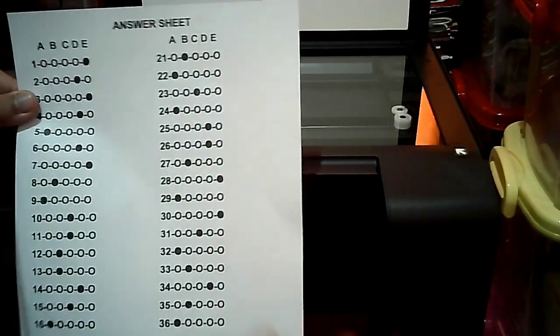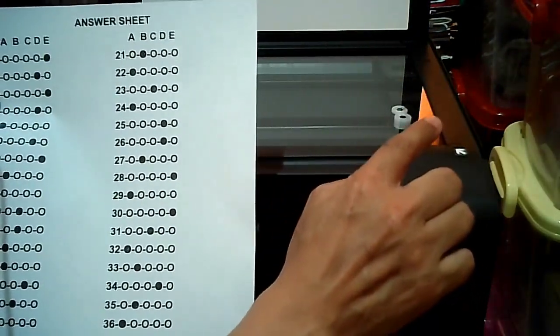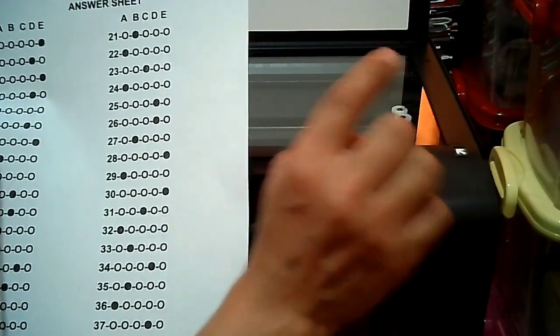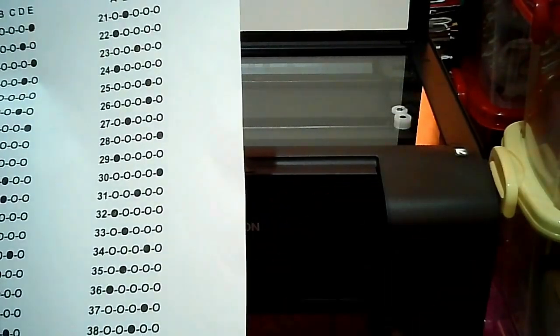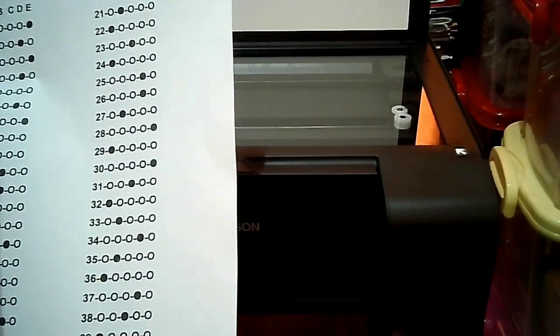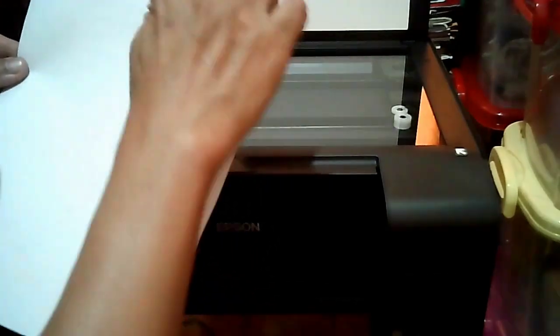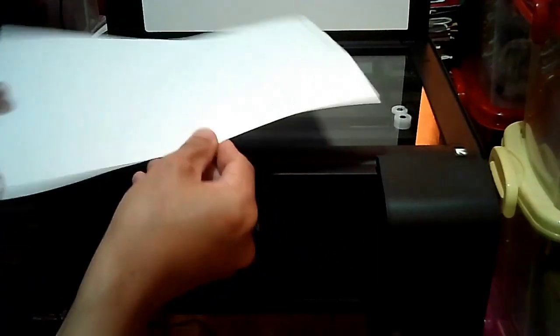Make sure the title of the answer sheet is placed to the right so that it will scan and the alignment will be upright, so that we will not have to rotate the scanned image anymore. So we turn it at the back, and the answer sheet title must be placed to the right.